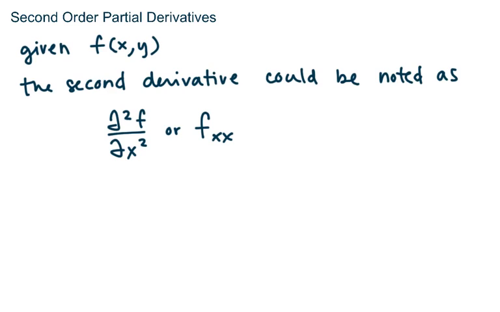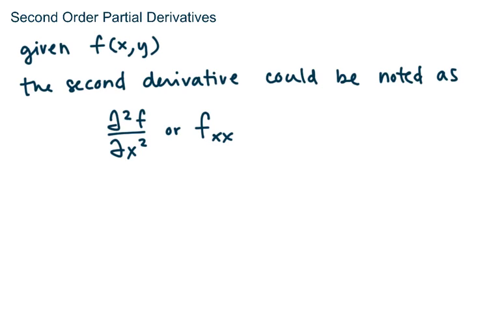Welcome back. Now we're going to talk about second order or second derivatives for partial derivatives. So given a function f of x y, we could find a second derivative, and that could be noted in this manner. So this essentially means we're taking the partial with respect to x twice.